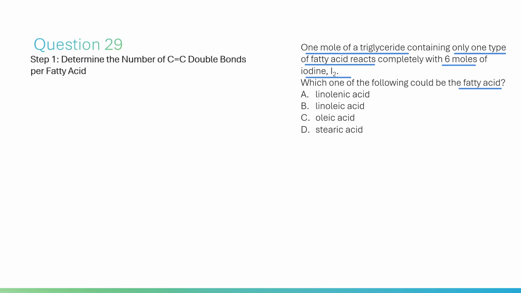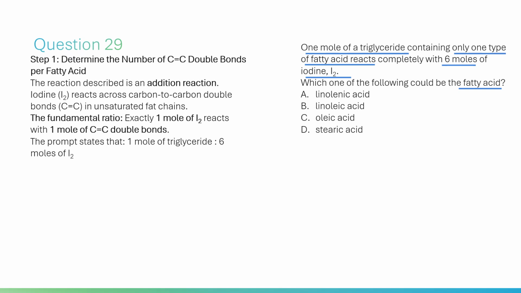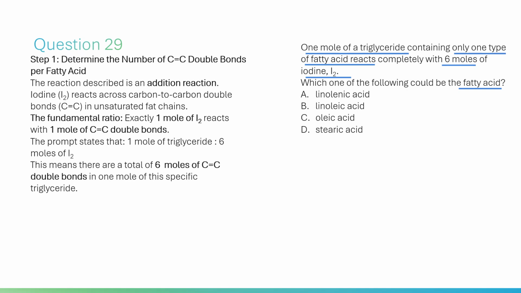Step 1. Determine the number of C=C double bonds per fatty acid. The reaction described is an addition reaction. Iodine, I2, reacts across carbon-to-carbon double bonds, C=C, in unsaturated fat chains. The fundamental ratio: exactly 1 mole of I2 reacts with 1 mole of C=C double bonds. The prompt states that 1 mole of triglyceride reacts with 6 moles of I2. This means there are a total of 6 moles of C=C double bonds in 1 mole of this specific triglyceride.